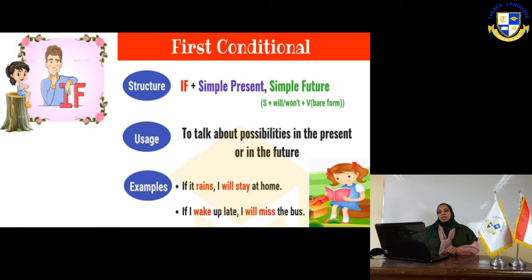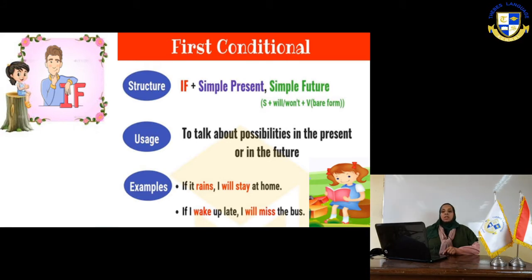The second part is the future simple. What is the future simple? It's will plus verb in stem. Or if it's negative, it will be won't, will not, plus verb in stem again. Now the structure of if condition is two parts. The first part is if plus the present simple. The second part is the future simple, which is will or won't plus verb in stem.